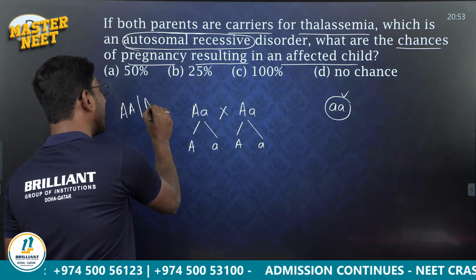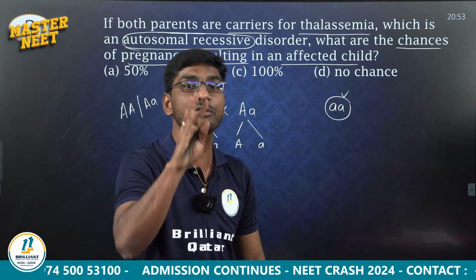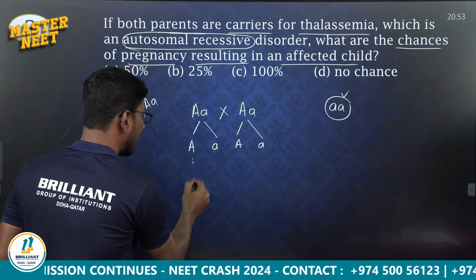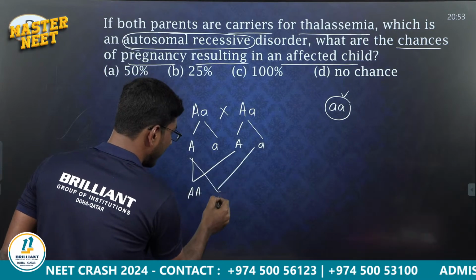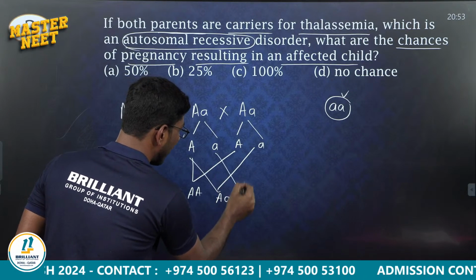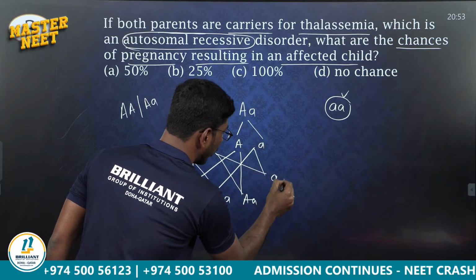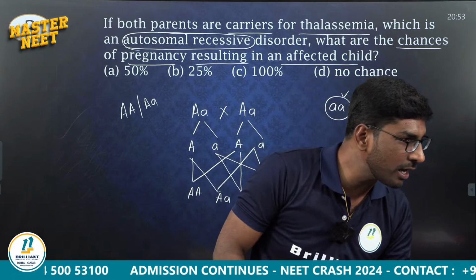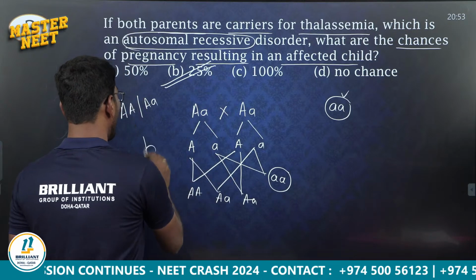What about here, capital A, small a? In this condition also capital A says, I am here, how can you express? So the dominant one, it will not express. In both these conditions, they will not express, my dear. Capital A, capital A, no chance. Capital A, small a, no chance. Capital A, small a, no chance. Last one is what? Small a, small a. So what percentage? 25%. So the right answer is option B.